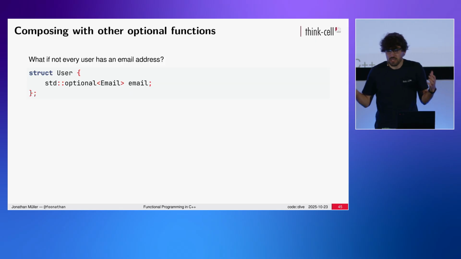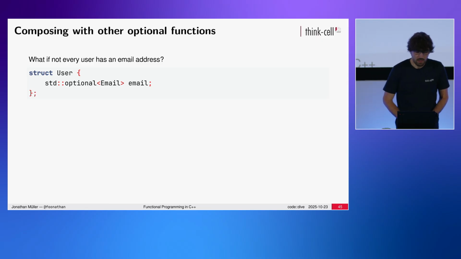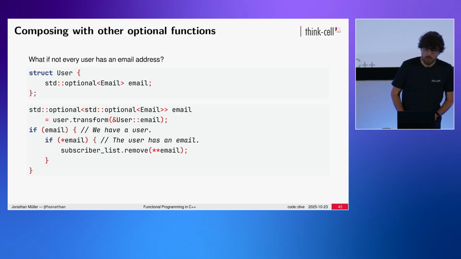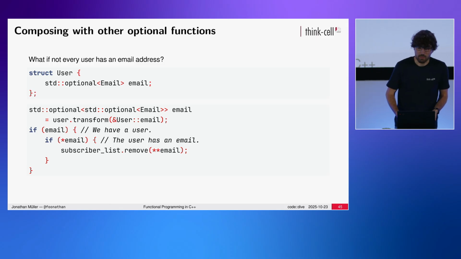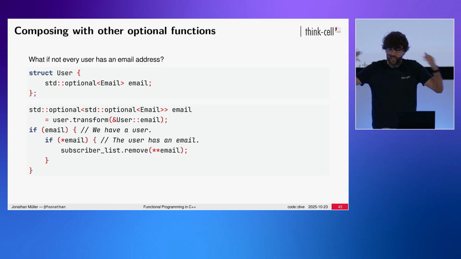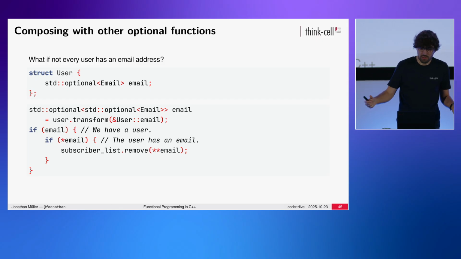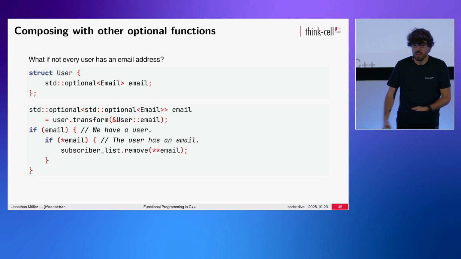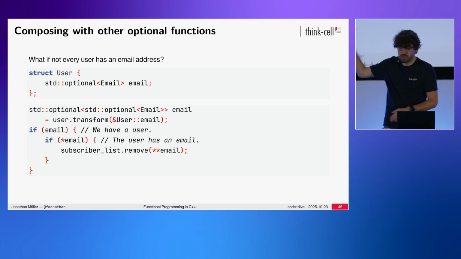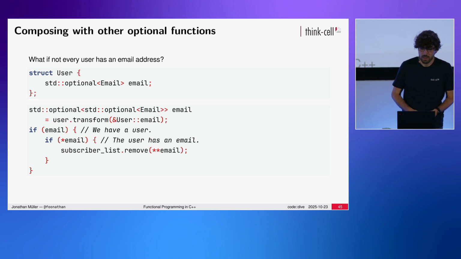Now, what if not every user has an email address? Well, then if we transform it, we get an optional of an optional email. And the first outer optional is empty if we didn't have a user to begin with, and the inner optional is empty if we did have a user, but that user didn't have an email. And then we need two ifs and two dereferences at the end to unwrap it all.